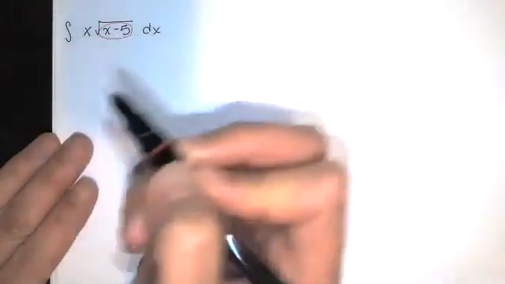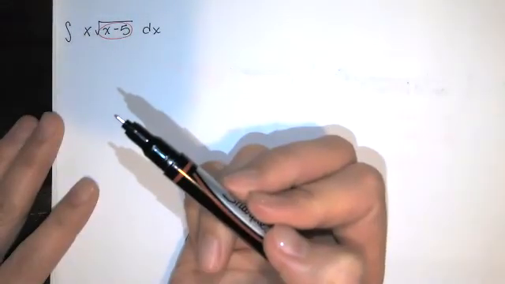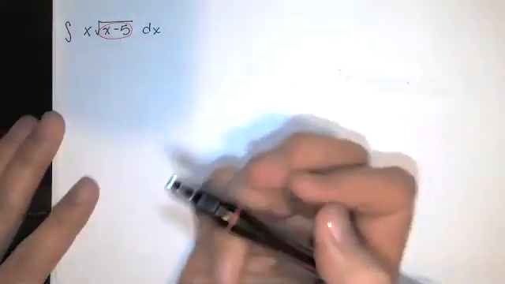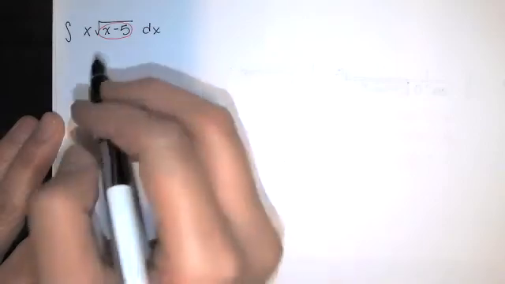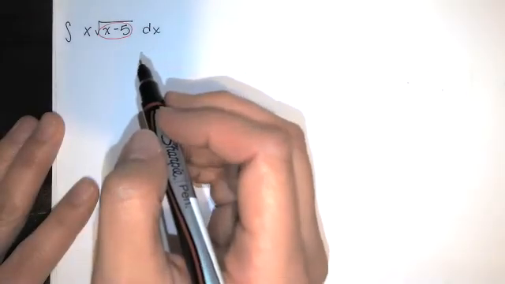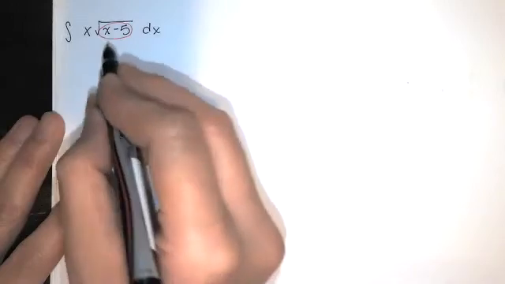Well, first of all, I notice I've got a product, so basic rules do not apply. So the only possible method I have for solving this is to do a U substitution. So I'm looking for a function inside another function, and I have u equals x minus 5.